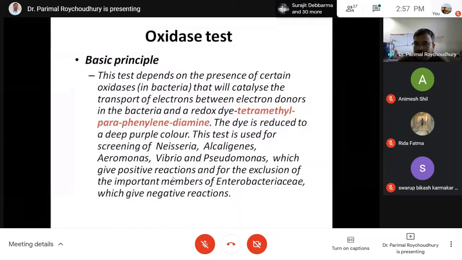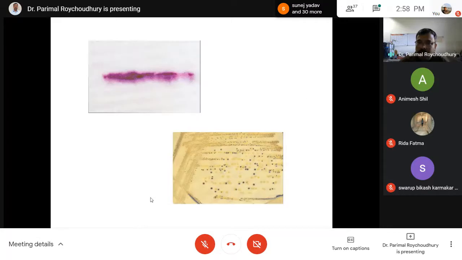So to perform this test, what we basically do is use filter paper soaked in tetramethyl paraphenylene diamine. And then these paper strips are used for identification of oxidase positive bacteria. So you pick up a pure colony and then streak it on that paper strip. After streaking, we need to see the development of deep purple color. And if this color development takes place, remember, within 20 seconds, we need to record the test result.